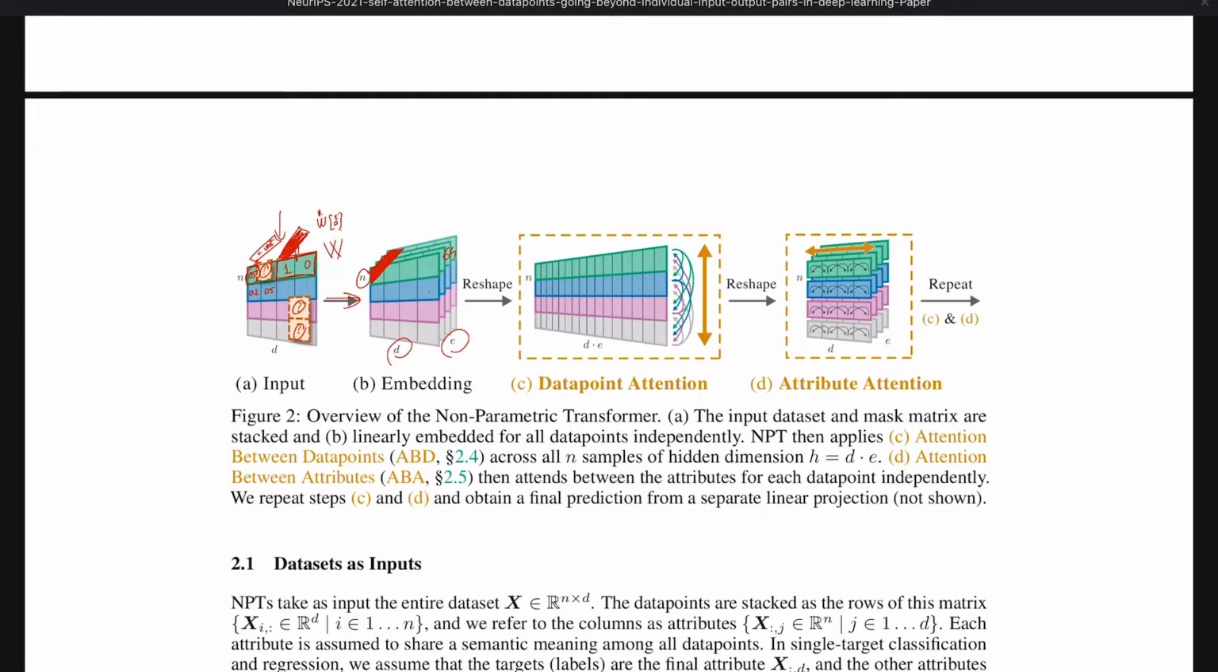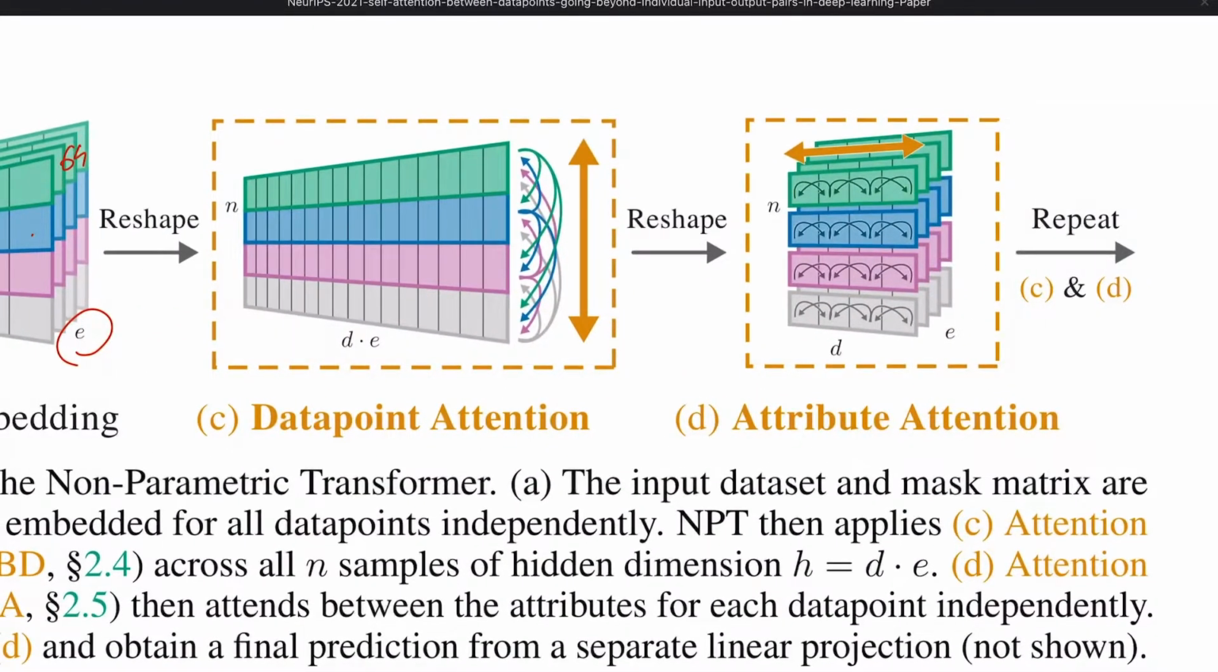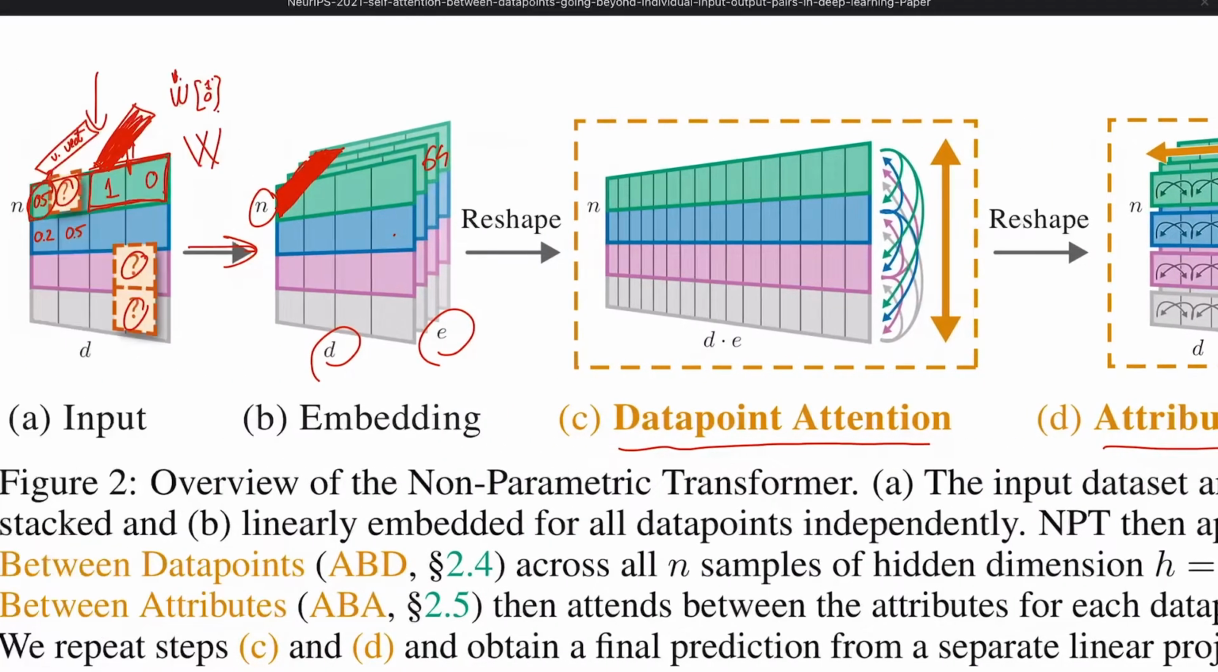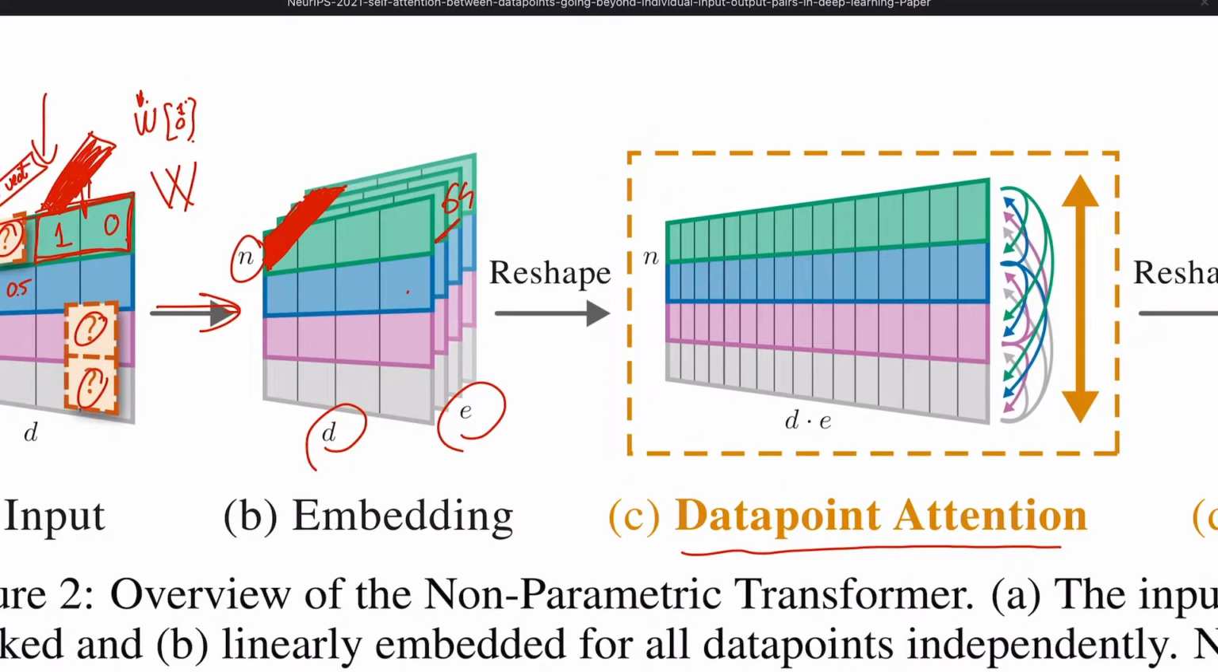And the whole point of this algorithm is that it is iteratively doing 2 steps. The first one is to use attention between data points and then attention between attributes. What does attention between data points mean? It means that in a way we flatten this thing.